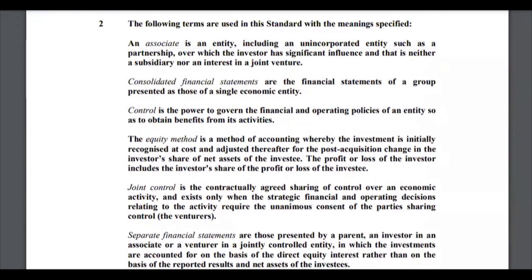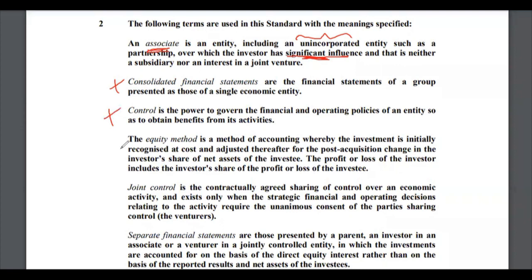So let's look at a few definitions here. What is an associate, right? In the standard, they have defined what an associate is. An associate is an entity, or it could be an unincorporated entity such as a partnership, over which the investor has significant influence, that is neither a subsidiary nor an interest in a joint venture. So the entity has significant influence, but it's not a subsidiary or a joint venture, so it's an associate, right?